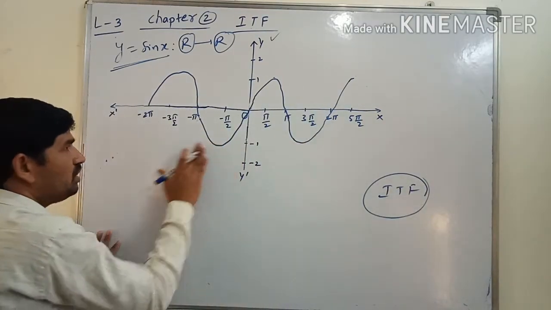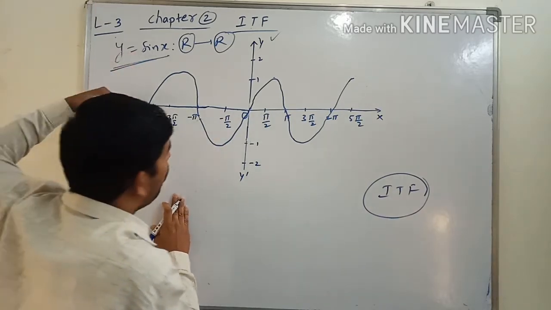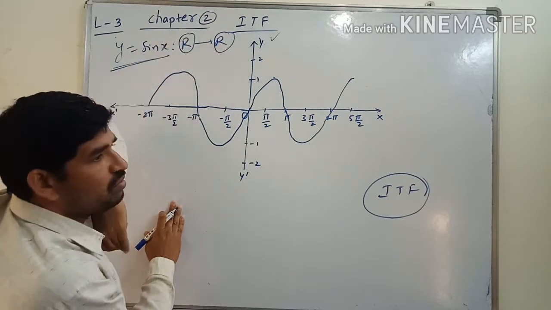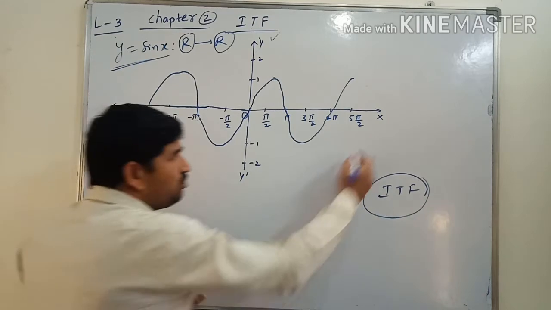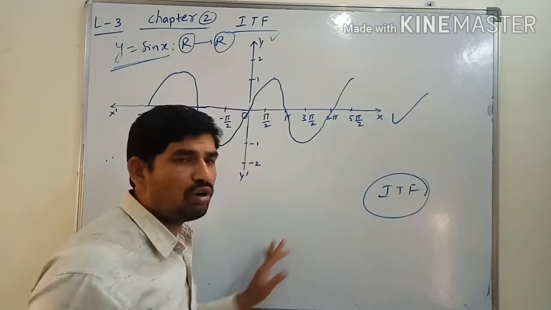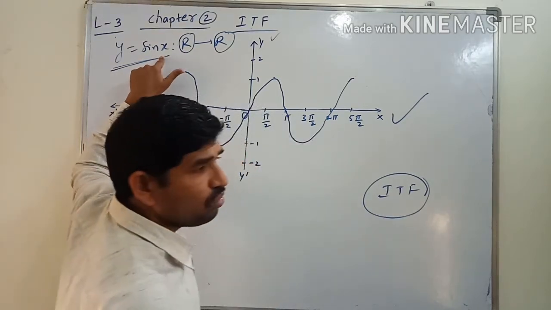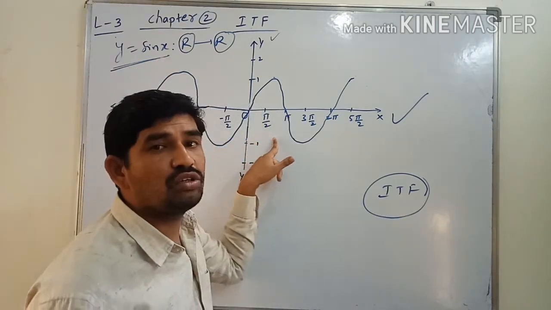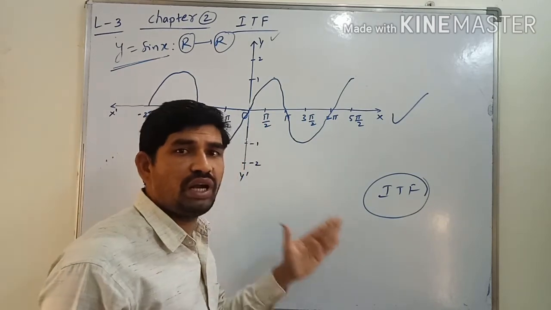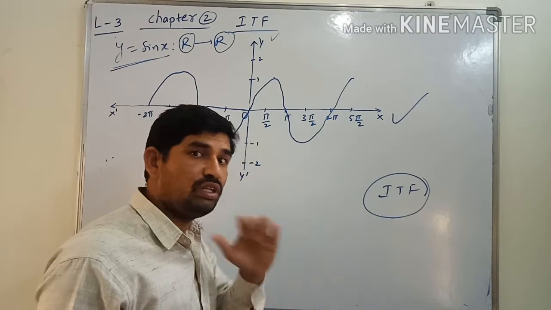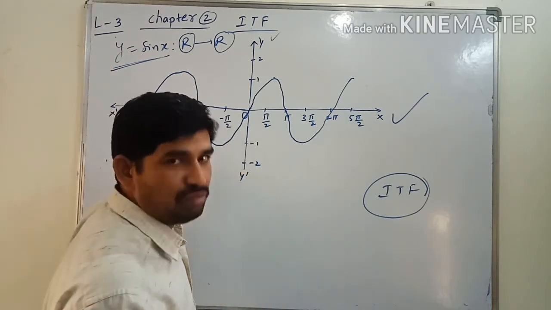Suppose you observe this graph. This is the sine graph, with all the real numbers on the x axis and all the real numbers on the y axis. But by observing this graph, can you say that this sine function is one-one, onto and bijective? If you don't know one-one and onto, just watch lecture number 1 and 2, and then you can watch lecture number 3.